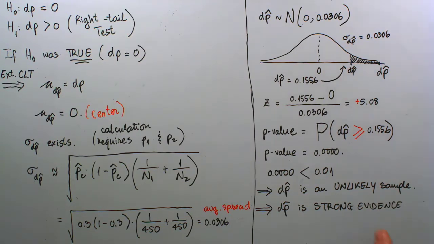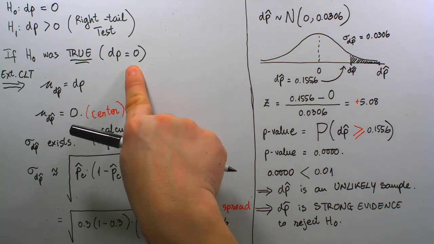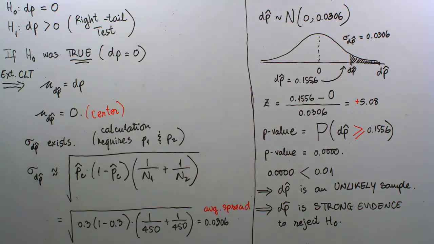And having strong evidence here is for us to say that now H sub 0 must be rejected. So on one hand we are rejecting H sub 0. We can't accept dp equals 0. And as a matter of fact, we can also say dp hat is strong evidence for us to support. So rejecting H sub 0 means the same as supporting H1, the alternative hypothesis.